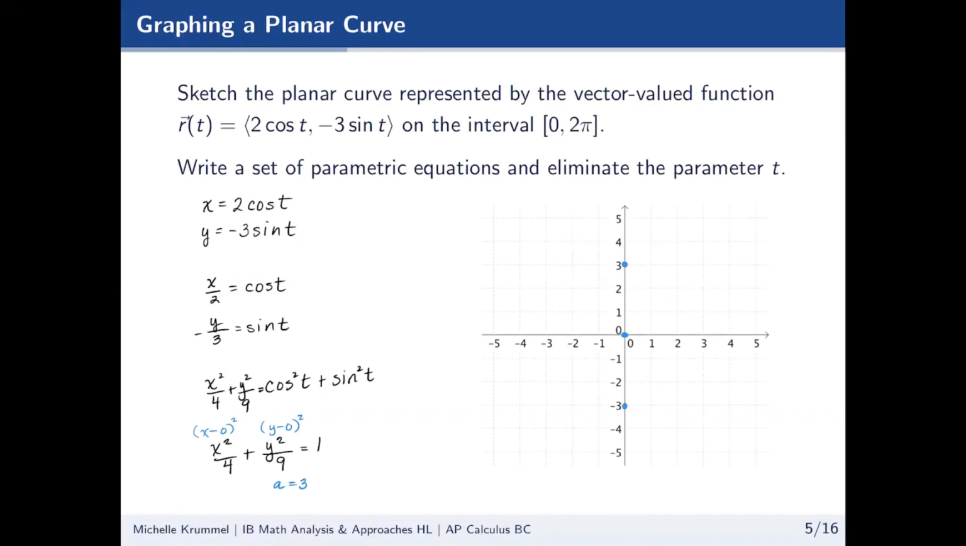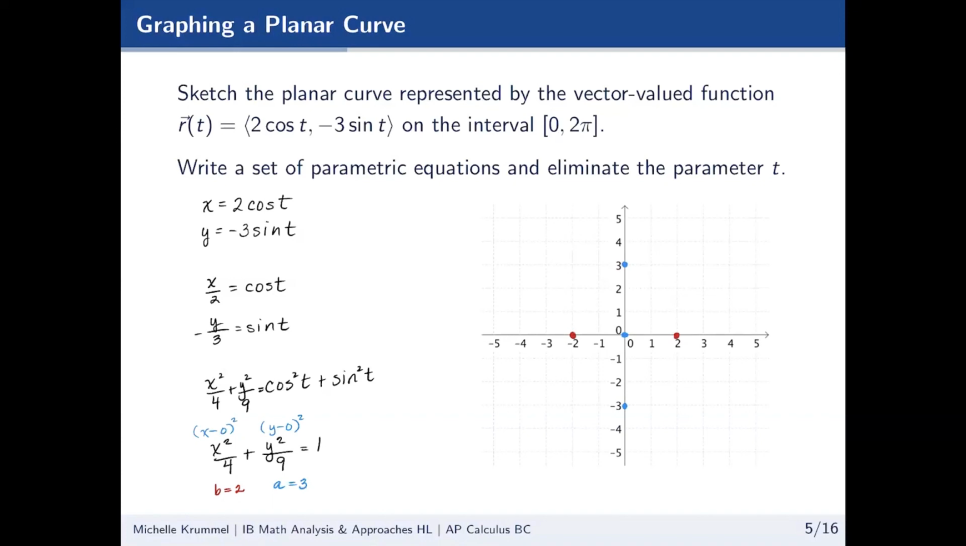And then we can look at our b value, which is 2. It's the square root of 4, so 2. And again, from the center, we're going to go right 2, and we're going to go left 2. And now we can see where we have that minor axis.